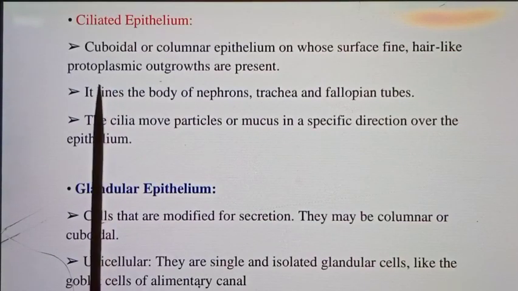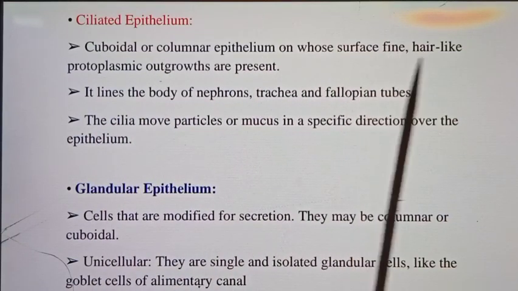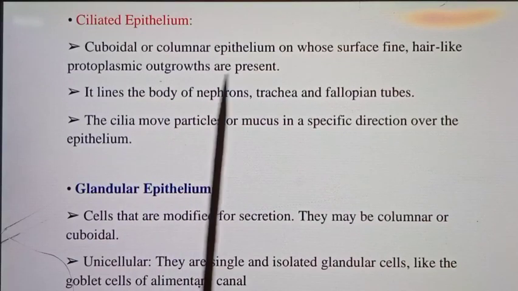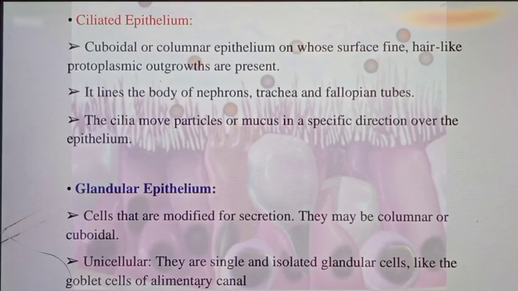Ciliated epithelium. This is cuboidal or columnar epithelium on whose surface fine hair-like protoplasmic outgrowths are present, which we call a ciliated epithelium. You can see in the picture, the cilia arise from the cytoplasm of the cell, and they have the appearance of hair. This lining lines the body of the nephrons, trachea and the fallopian tube.